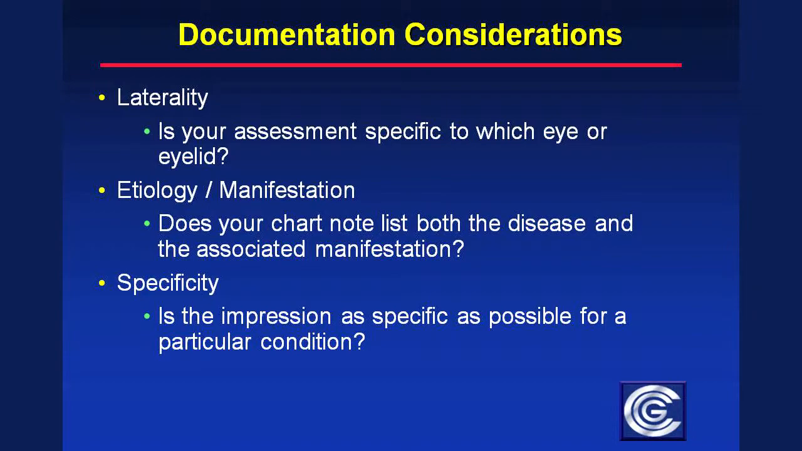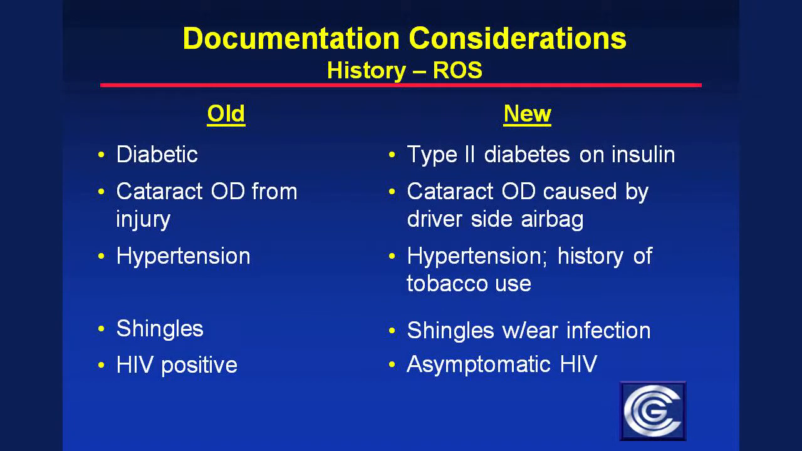Is your assessment specific to which eye or eyelid? Does your chart note list both the disease and the associated manifestation? Is the impression as specific as possible for a particular condition? Legacy charts are remarkable for brevity.